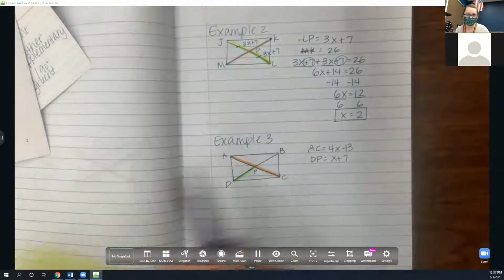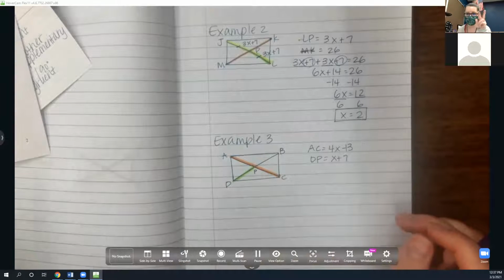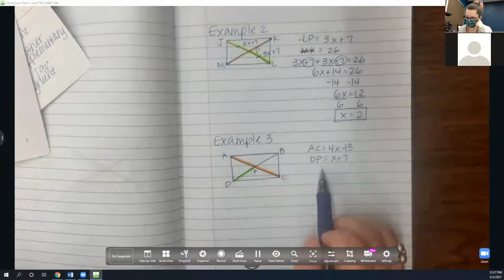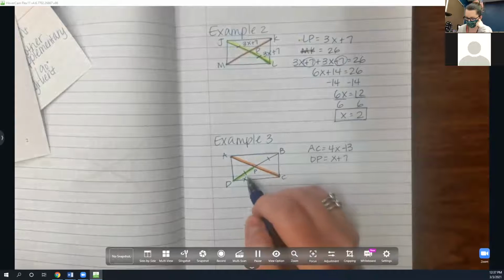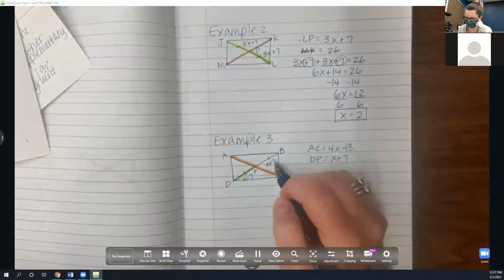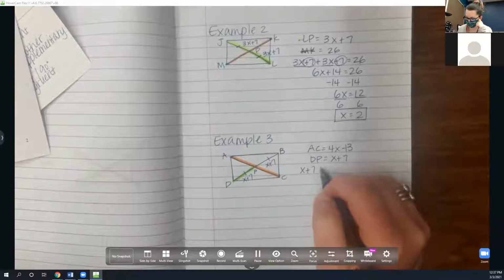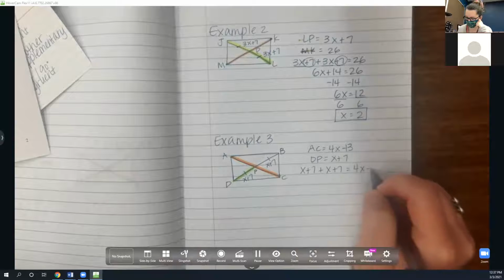Go ahead, take 2 minutes and solve for x here. I'm going to start setting it up just like I did on the last one. If this is x plus 7 here, this is x plus 7 here. When you're finished, put your answer in the chat so I know that you're done, okay?